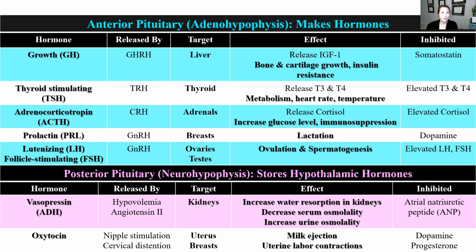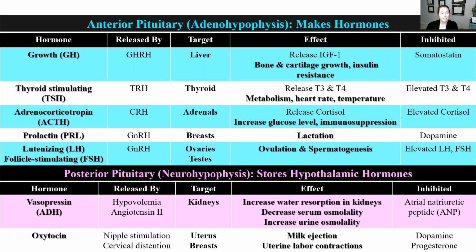Thyroid stimulating hormone, or TSH, is released by thyroid releasing hormone, and this acts at the thyroid gland itself to release the T3, T4, like we saw in our example. This will regulate our metabolism, our heart rate, and our thermoregulation. T3, T4 will adjust the levels of TSH. So if they're too high, TSH will go lower. If they're too low, TSH will go higher.